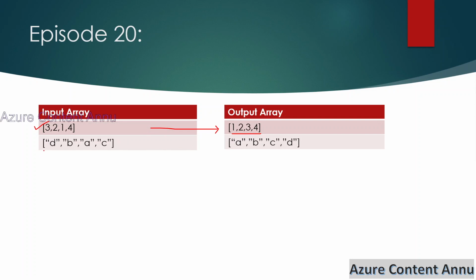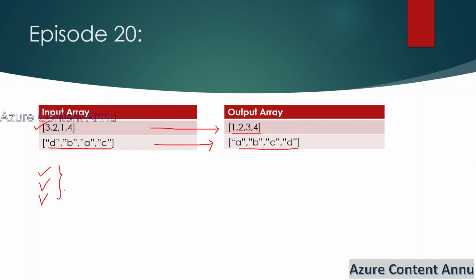In a similar way, if we pass string values in the array, for example, D, B, A, C, then the pipeline should be good enough to give the output as A, B, C, D. That is in ascending order of the alphabets. In parts 18 and 19, we learned how to swap an array and how to reverse an array using ADF pipeline. And in this video, we are going to sort the array.